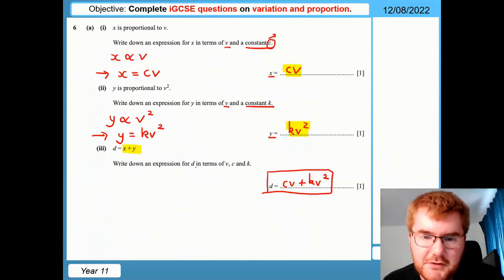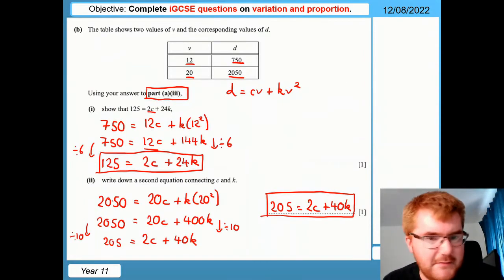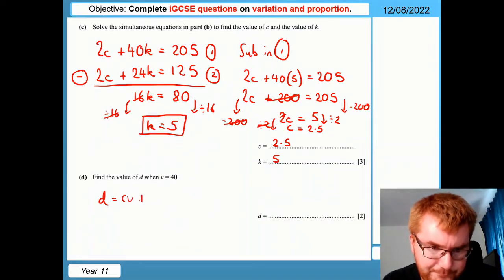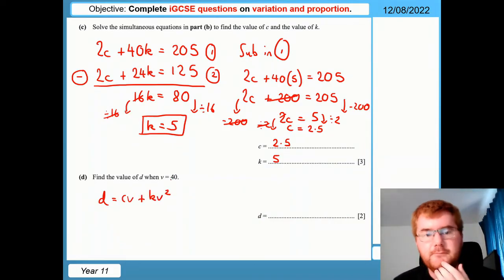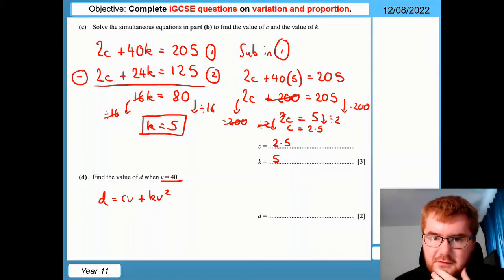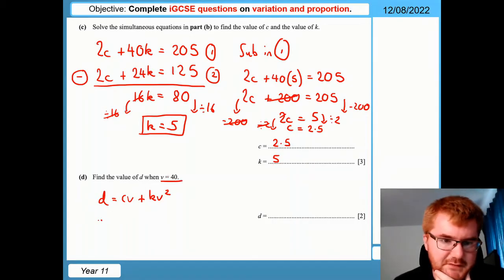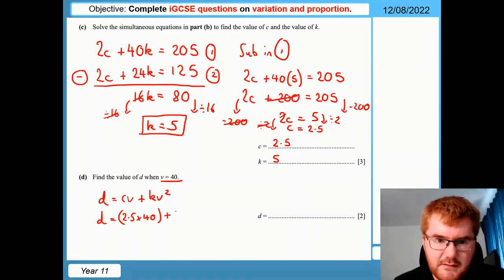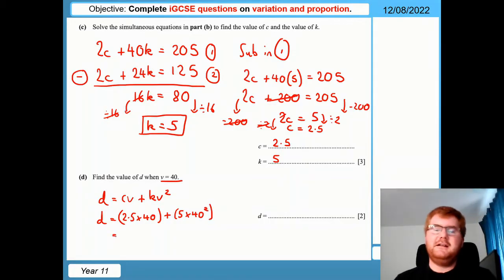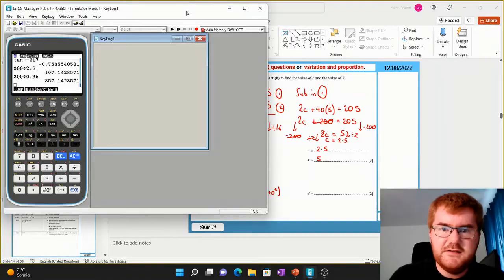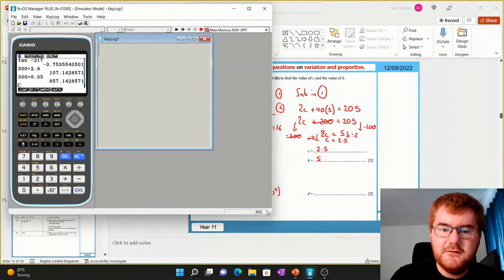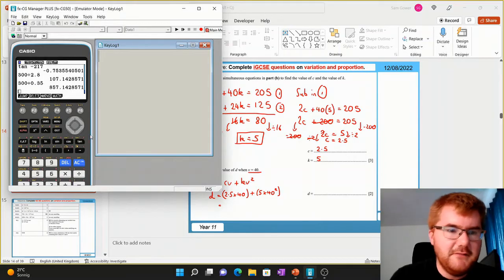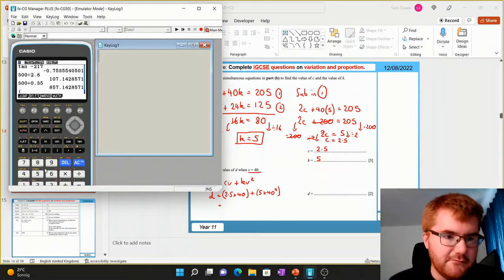So let me copy that equation across first of all. So probably getting a little bit dizzy me going back and forward. So D equals CV plus KV squared. Now we know when V is 40, we now know C is 2.5 and K is 5. So D is equal to 2.5 times 40 plus 5 times 40 squared. And this is where we get the calculator to do the hard work for us. So let's pop this in. Of course, it will be just a little bit too big to actually see the calculation. There we are. So let's type this in nice and carefully so we get the right answer.